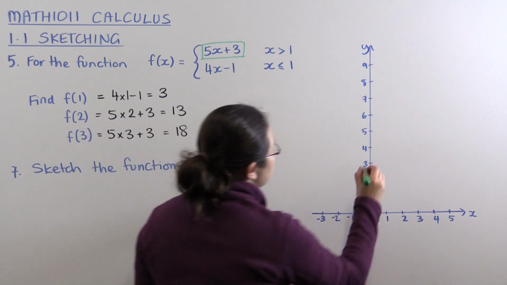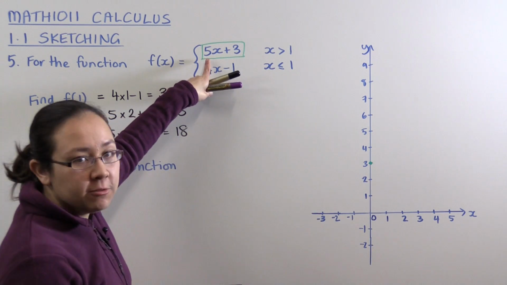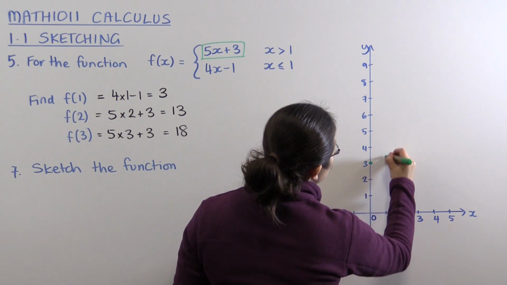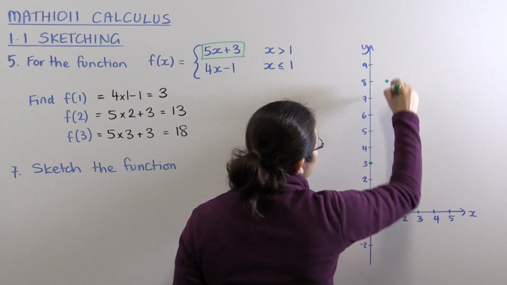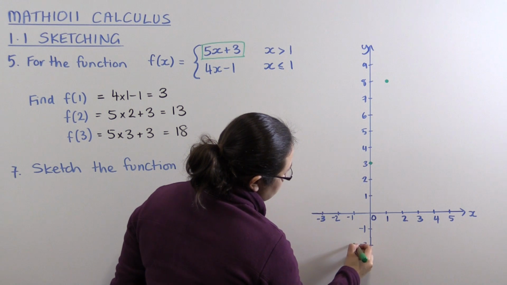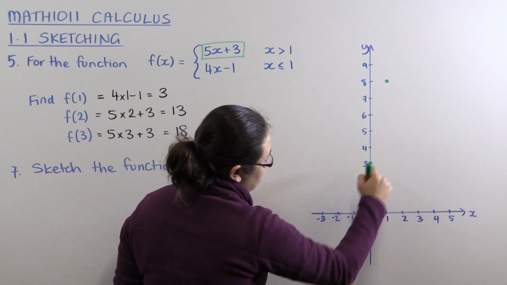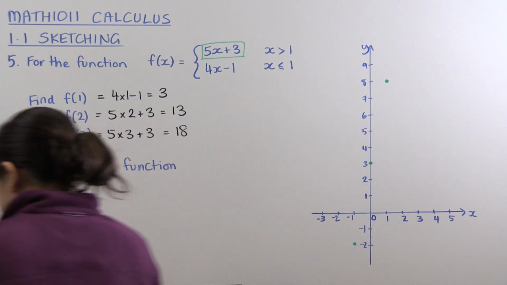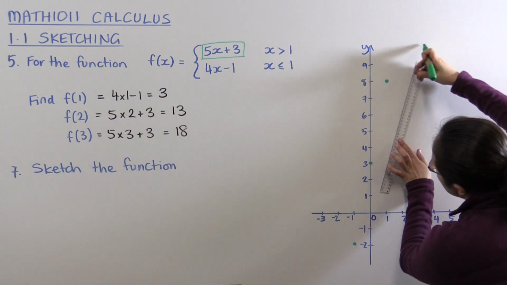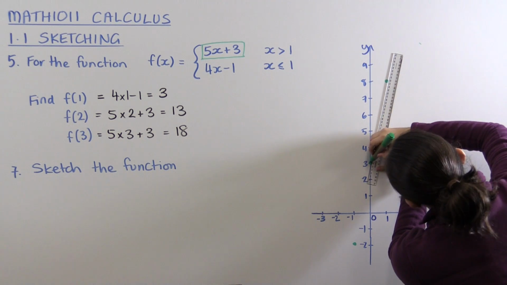That's got an intercept of 3, and it has a slope of 5. That means for every 1 across, we're going to go 5 up. So it means it goes through this point here. It also will go through this point here, because for every 1 across, it's going to go 5 up. And so our line, I'll just get a ruler, 5x plus 3 is going to come down like this. It's quite steep. 5 is quite a steep slope.